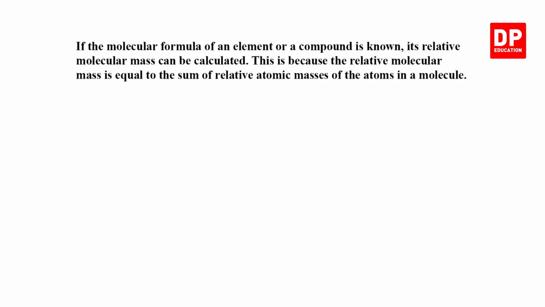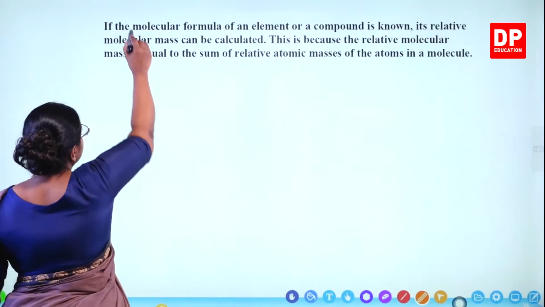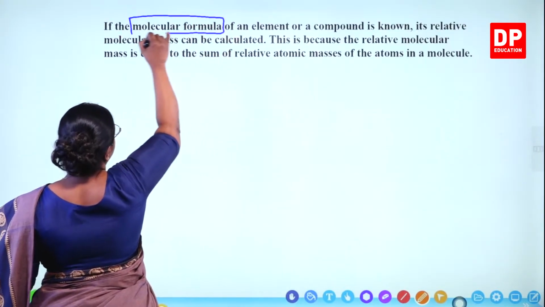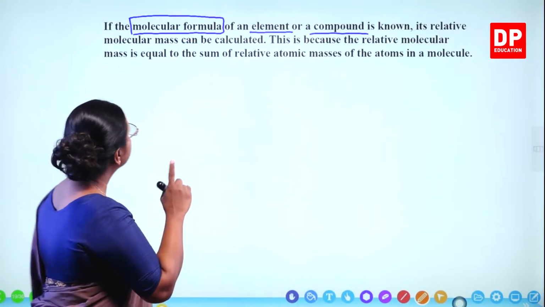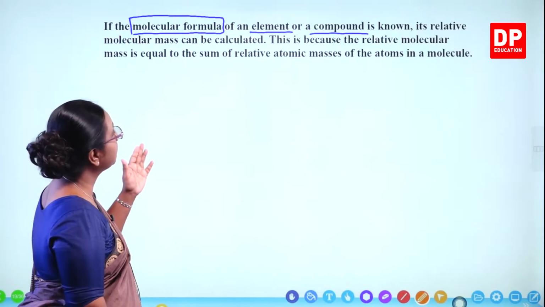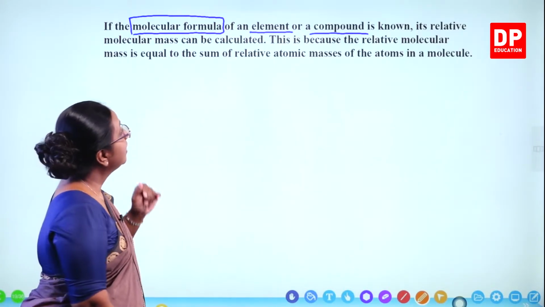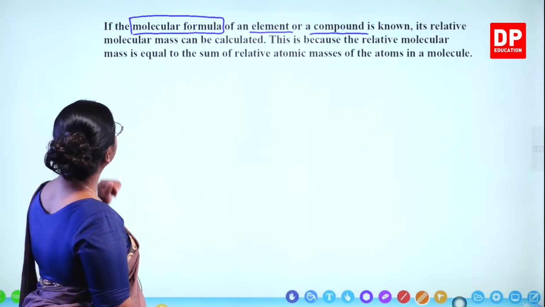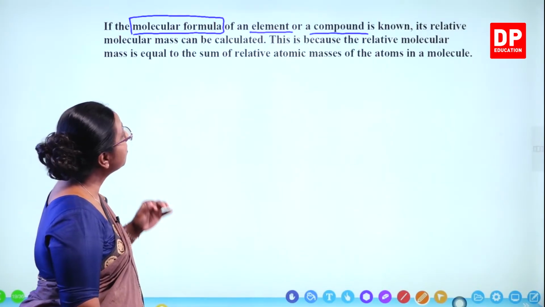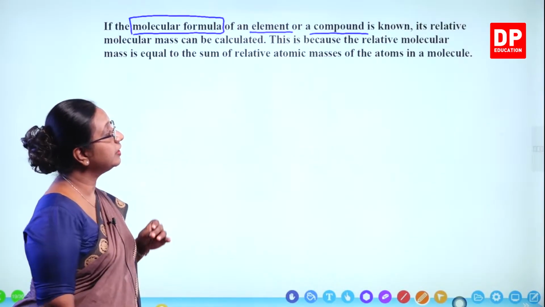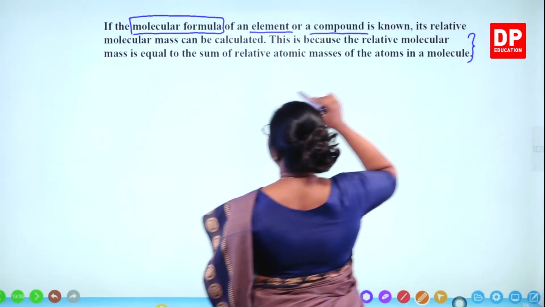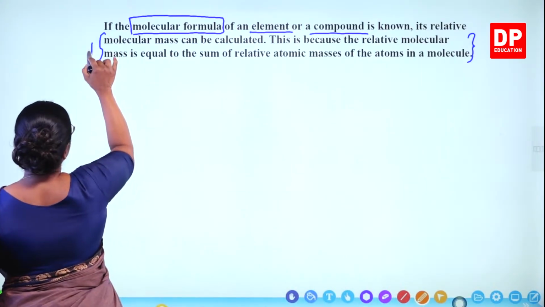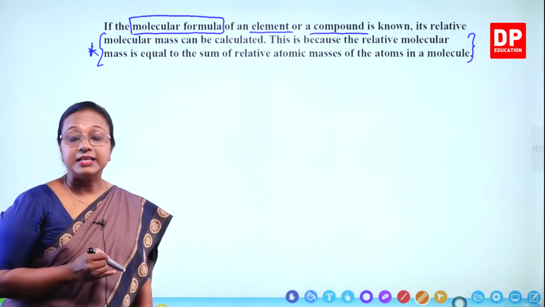If the molecular formula of an element or a compound is known, its relative molecular mass can be calculated. This is because the relative molecular mass is equal to the sum of relative atomic masses of the atoms in a molecule. This is something you have to remember, students. The sum of relative atomic masses.